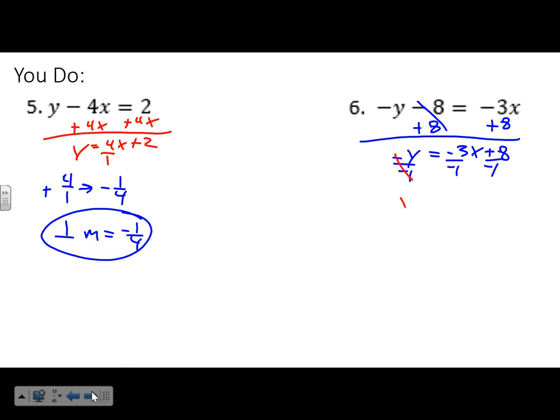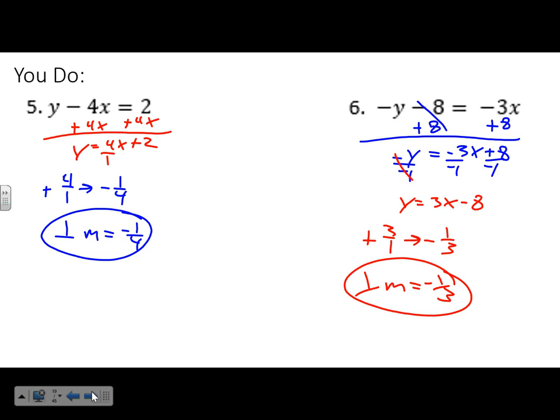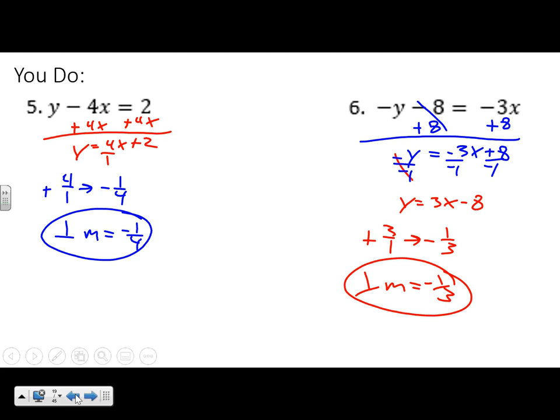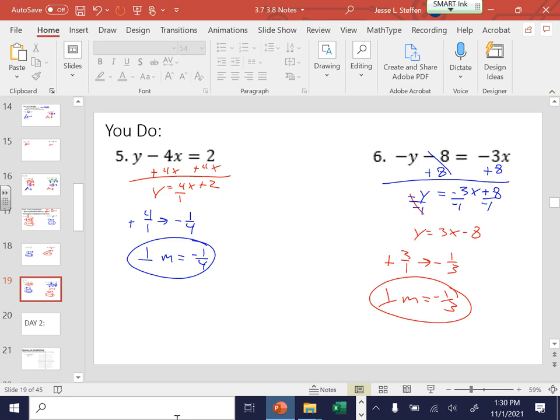So y is equal to 3x minus 8. So it's positive 3 over 1. Opposite reciprocal is -1 over 3. So my perpendicular slope is negative 1 over 3. So if you have any questions on that, make sure you let me know. Make sure you know your slopes. That's definitely going to help you guys for later.